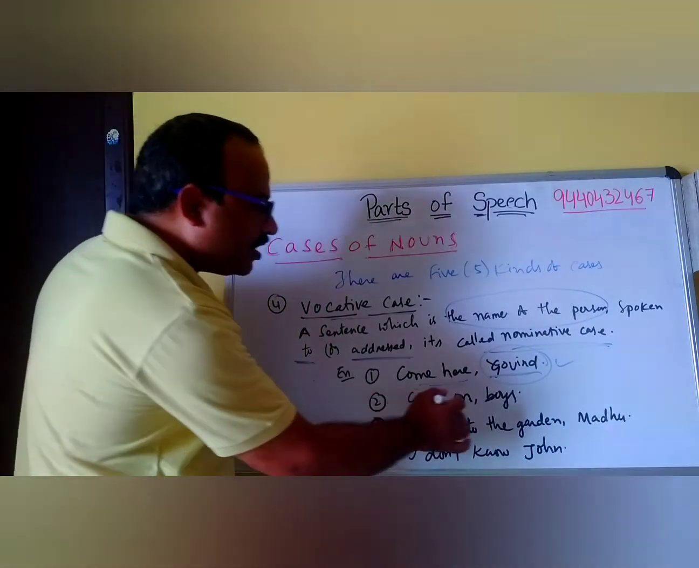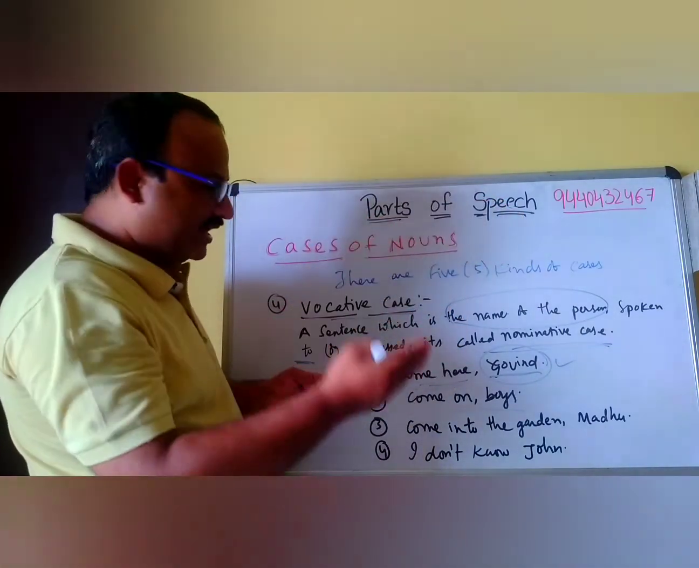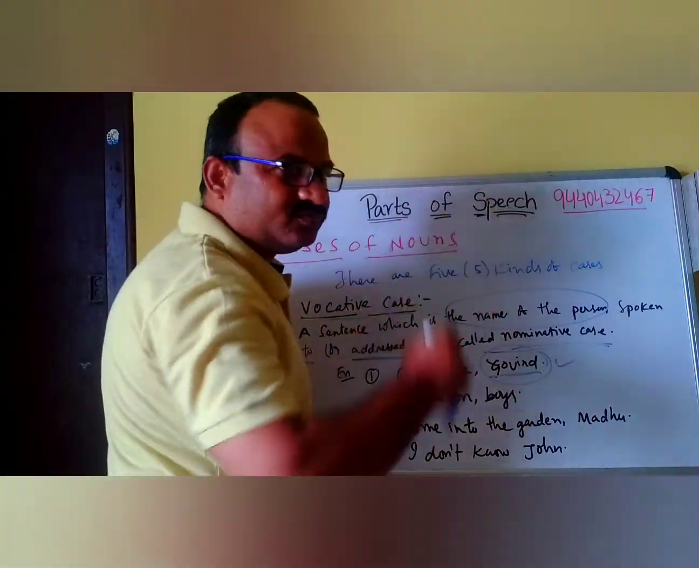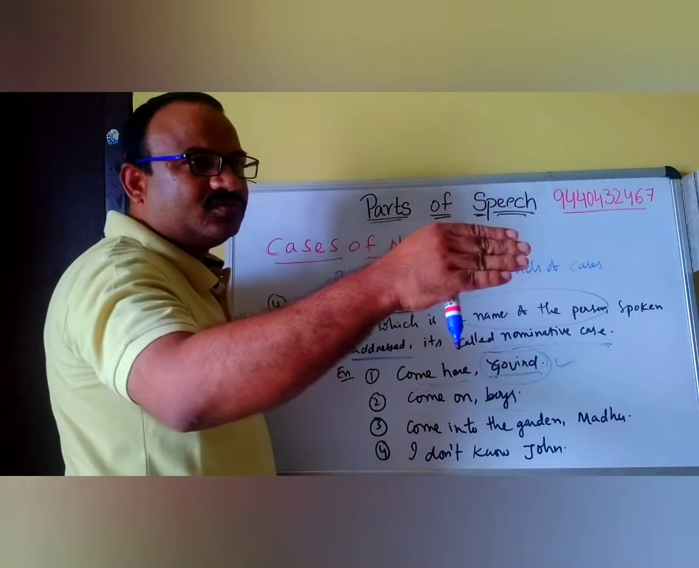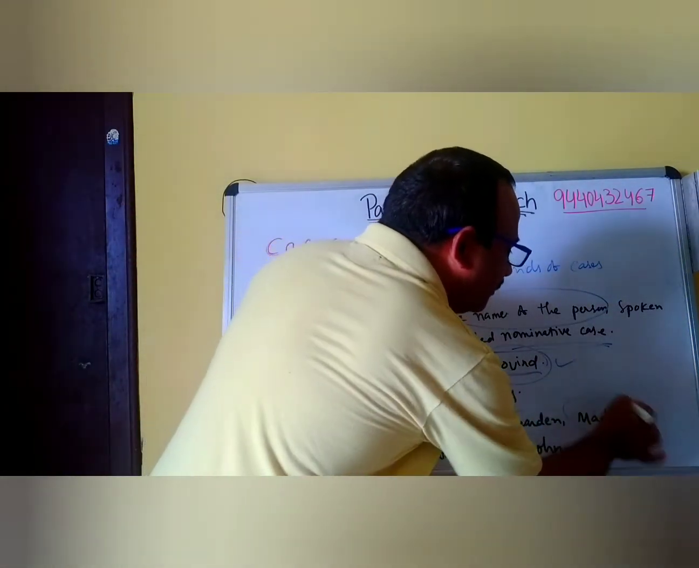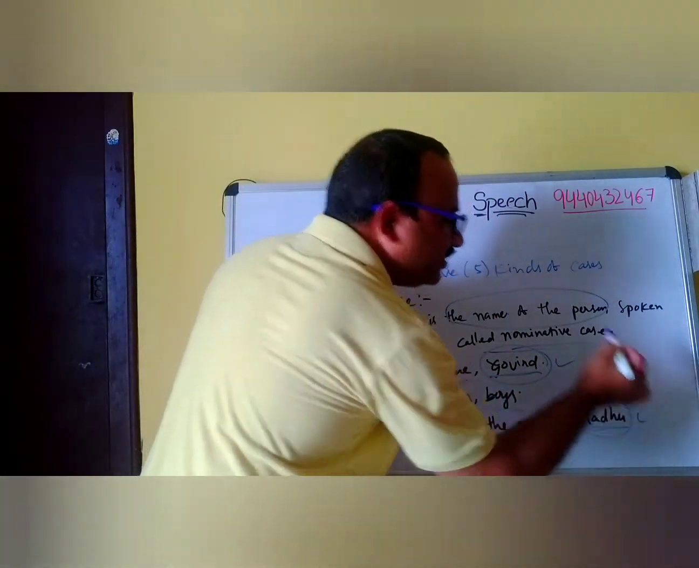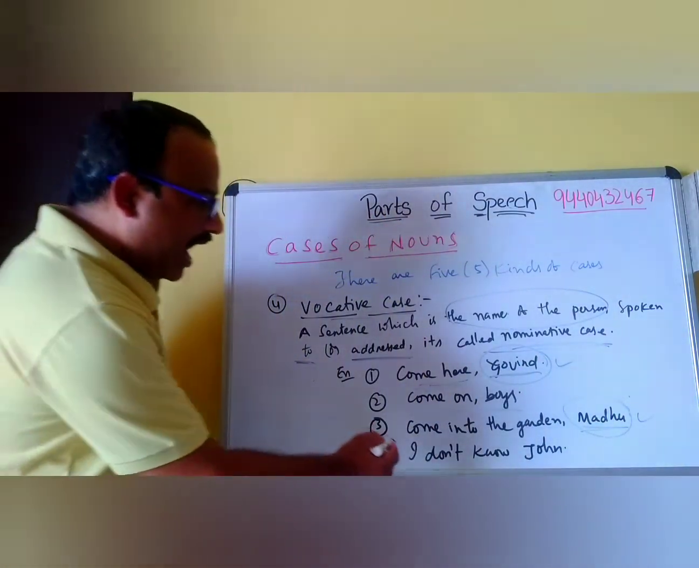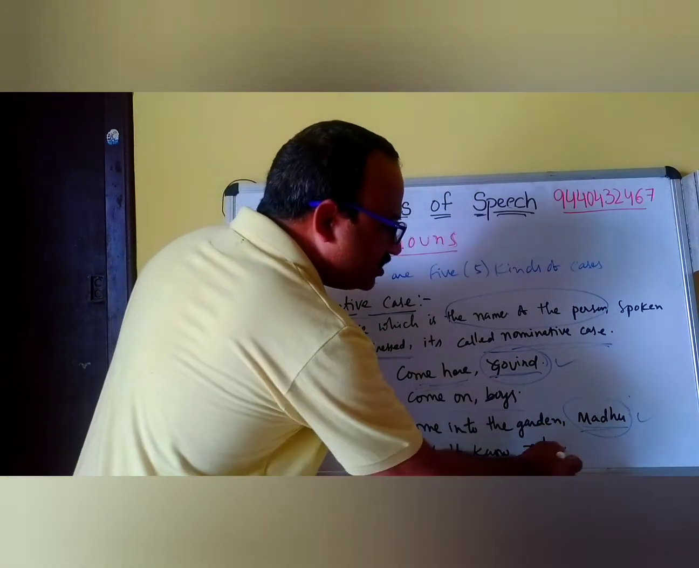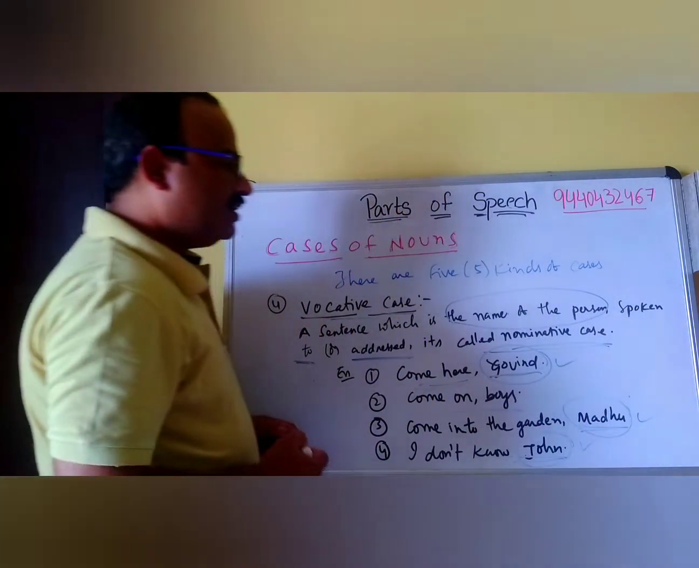And second one, come on boys. Here boys are being addressed. And third one, come into the garden, Madhu. So here Madhu is being addressed. Here Madhu is in vocative case. And, I don't know John. John is being addressed. Here John is in vocative case.